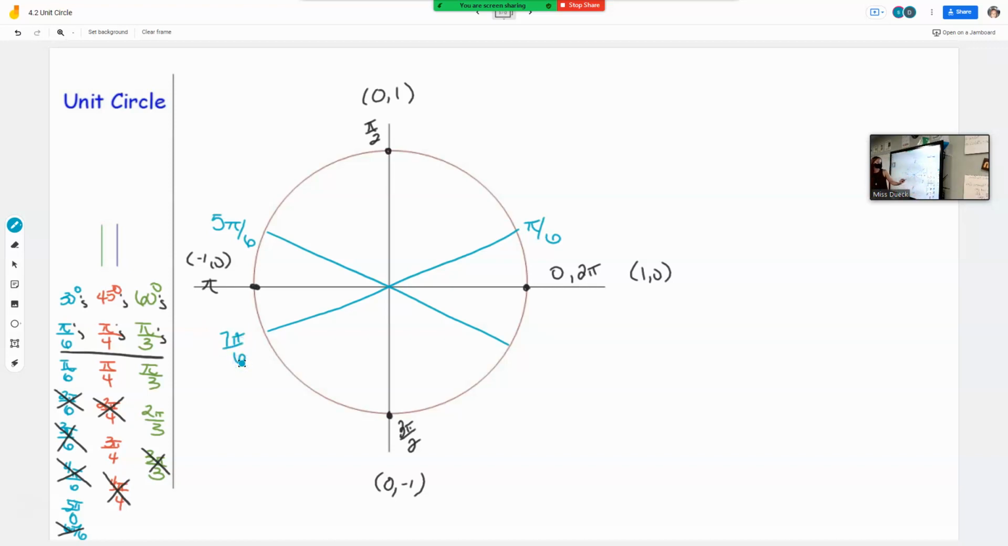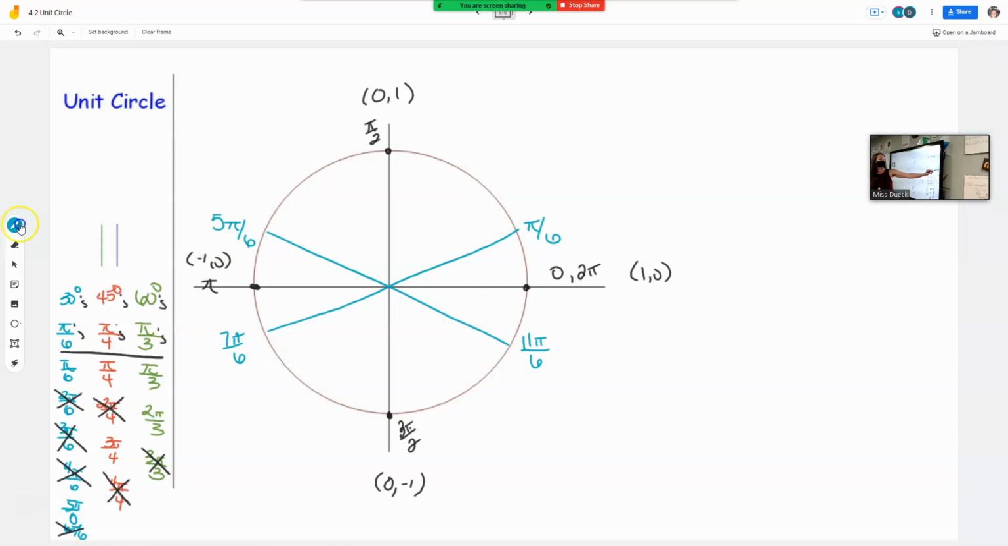And if I keep going around, what would this one be? What would 2 pi be in sixths, or in terms of 12 sixths? That would be 12, so then go back one. 11 pi over 6.